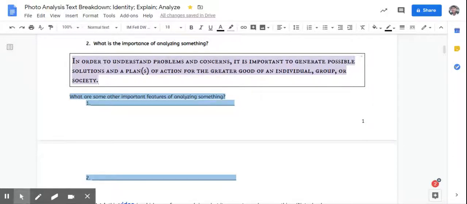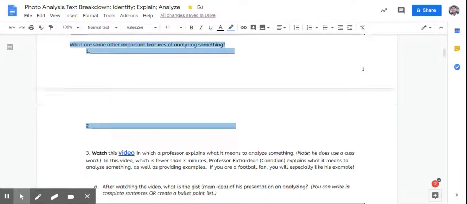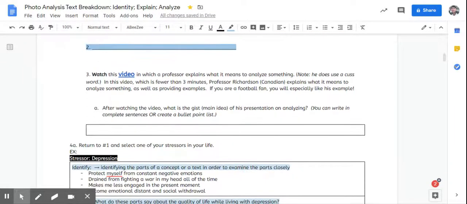Okay. Now, the second highlighted blue area, what are some other important features of analyzing something? In other words, why else is it important to analyze something? All right. So when you get to this part, fill in 1 and 2. Okay. Once you're done with that, you're going to mosey on down to number 3, where you're going to watch a little video.